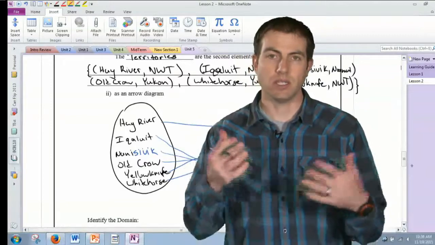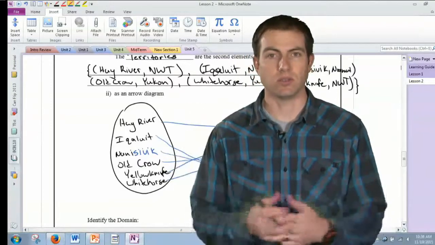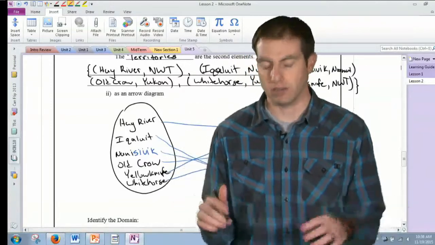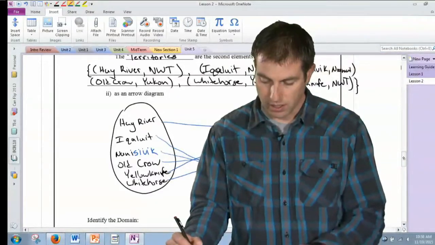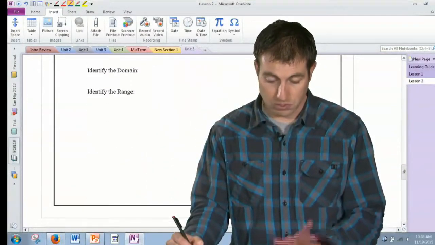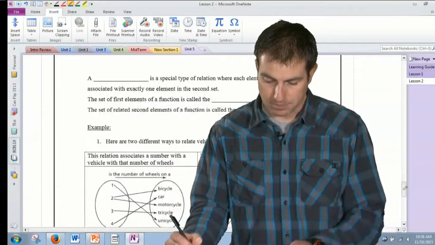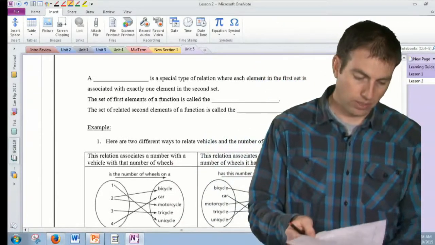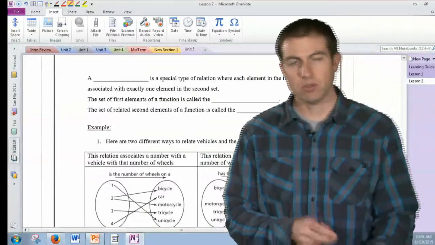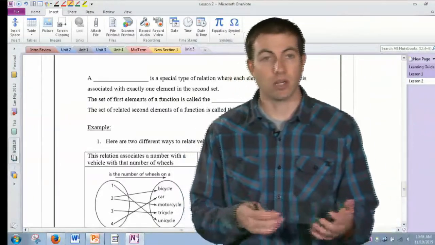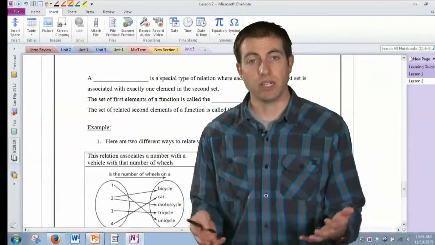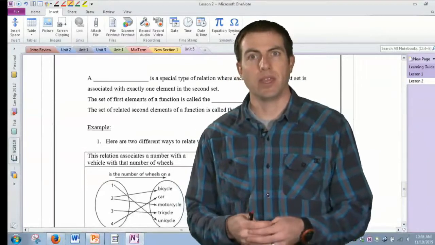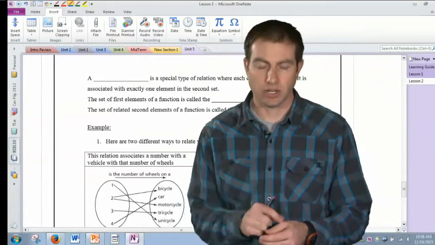So you're going to see maybe one of the ways, and they'll ask you to just represent it a different way. That's kind of as tricky as these things get. So we're going to skip the domain and range for now, and we're going to talk a little bit about functions. We've talked about relations, and now we're going to talk about functions. On the outside, they're very similar, but they have unique characteristics.